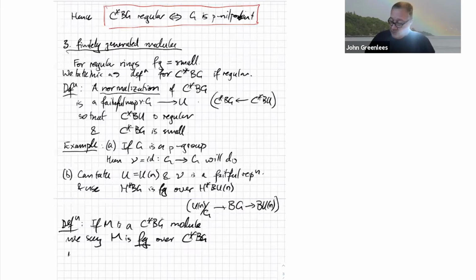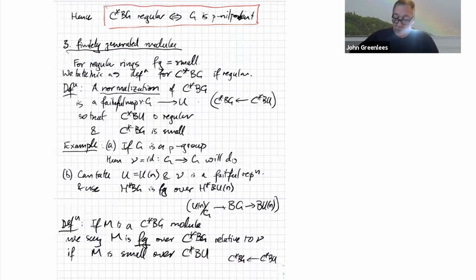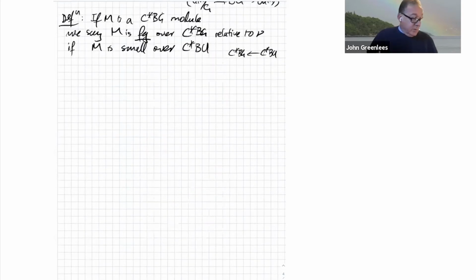I can't define it like that. I say relative to nu. So I pick a normalization, and then I can say finitely generated relative to nu if M is small over cochains BU. We've got the map from cochains BU back to cochains BG, and so I can just restrict M to being a module over cochains BU. Okay, so it's a definition, but unfortunately it seems to depend on things. Well, you have to work quite hard to say that actually it didn't depend on anything.